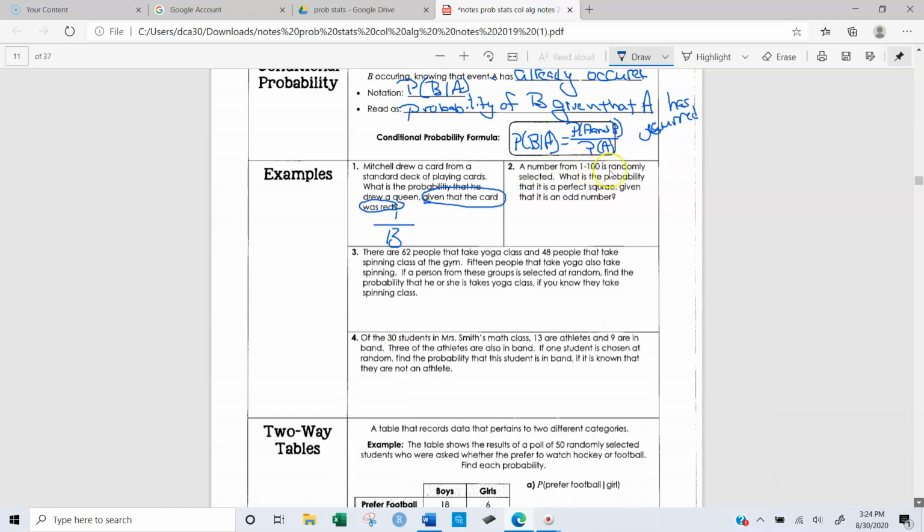All right, let's try yours. A number from 1 to 100 is randomly selected. What is the probability that it is a perfect square given that it is an odd number? I'm hoping you have your sheet in front of you, because your notes should have been printed with that on the back. Hang on, I have to find my sheet. I'm going to pause this and look for it.